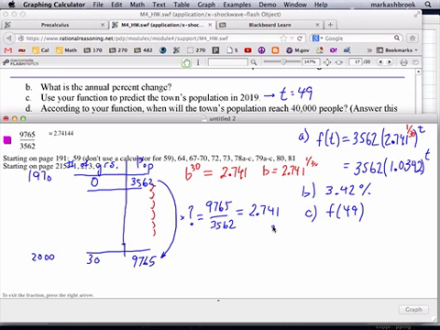When will it reach 40,000 people? So now here's my function. What does 40,000 have to do with this function? Someone suggested that it'd be the output of the function. Agree? Yeah, so we want to know the number of years, the input, to reach an output of 40,000.